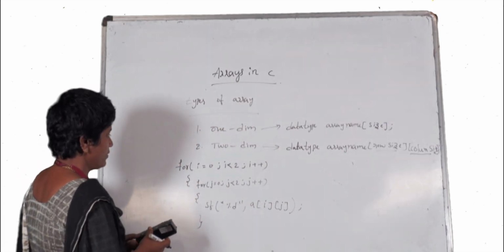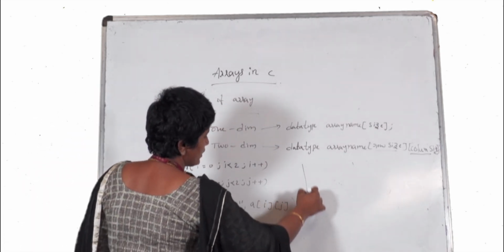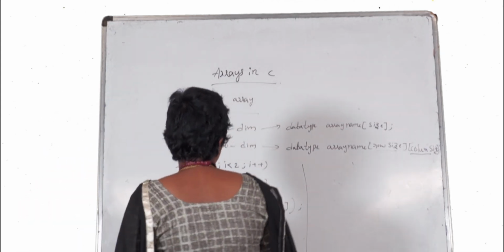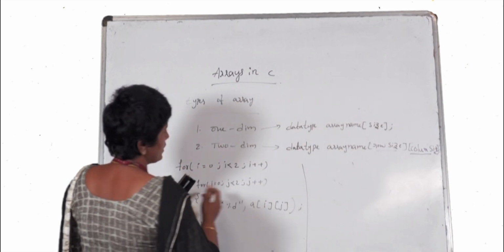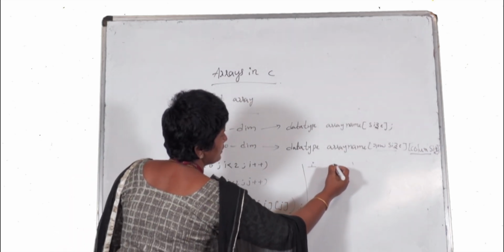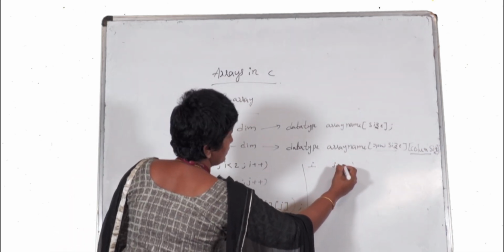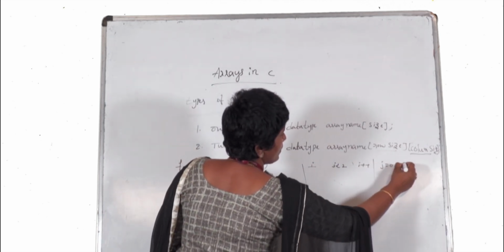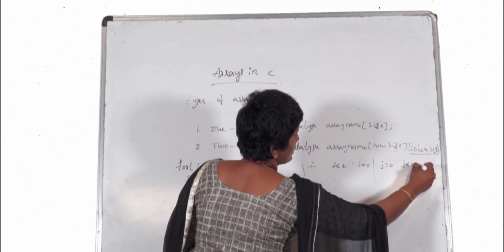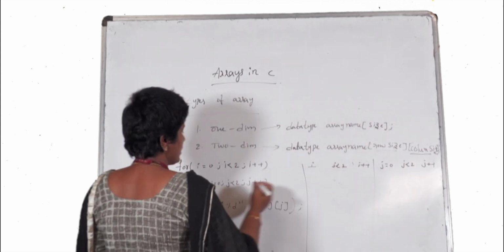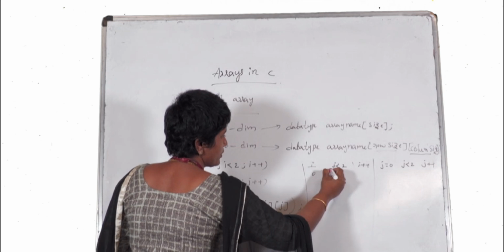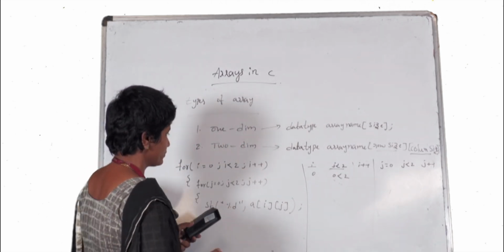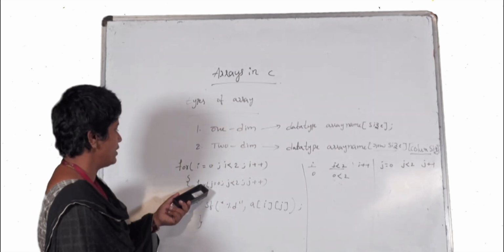So here, how will it work? Here we are giving the input values from the keyboard. Suppose i equals to 0, i less than 2, i plus plus. Next, j equals to 0, j less than 2 and j plus plus. So initially, what is the value of i? 0. That means 0 less than 2. So this condition is true. So it will enter into the inner for loop.